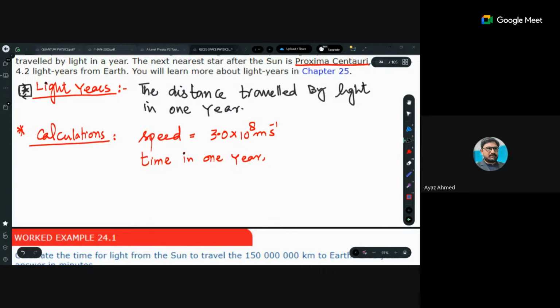In seconds. That is, we have 365 days. Then we have 24 hours in a day. ठीक है, ठीक है ना, बात समझ आ रही है. जी सर. जी. Then we have 86,400 seconds in a day.